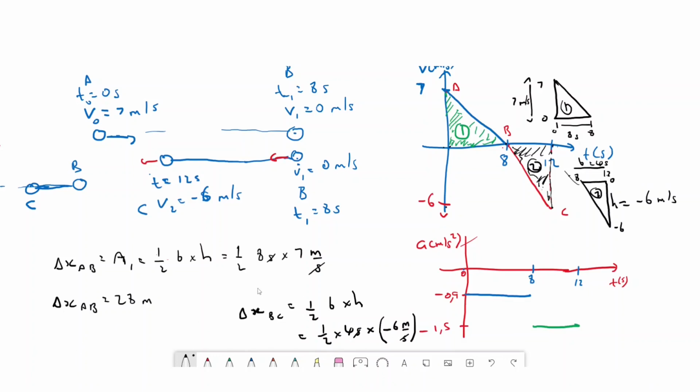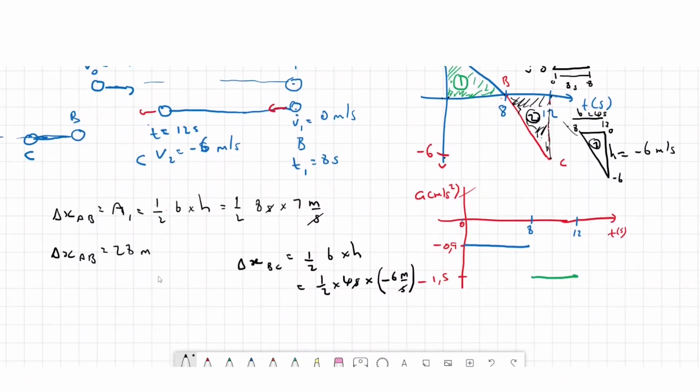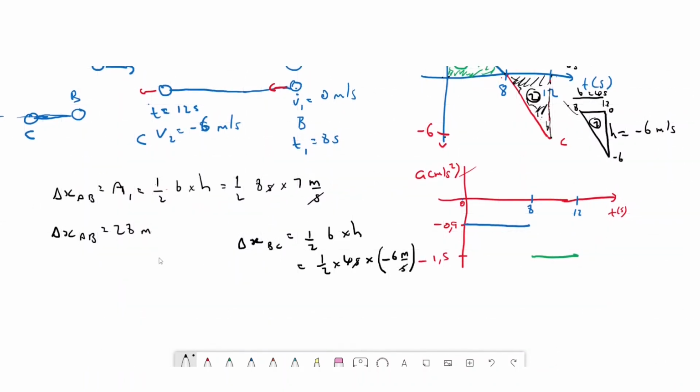Let me just make space. So what is going to happen here is that you have half multiplied by 4 multiplied by -6 meters, because the seconds have cancelled. So this is 2 multiplied by -6, which is -12 meters.